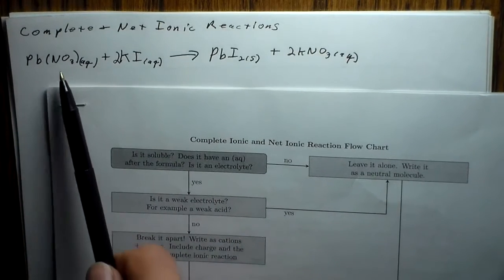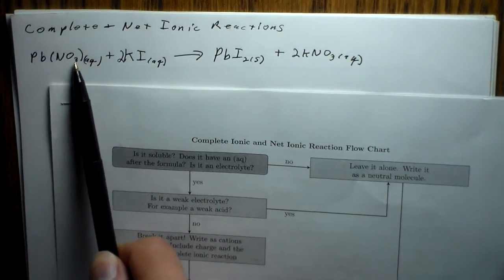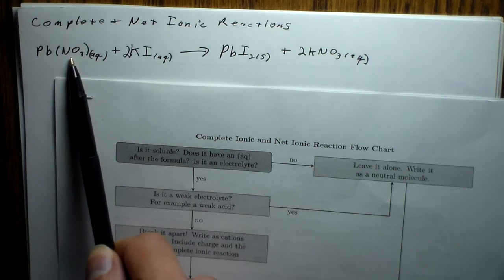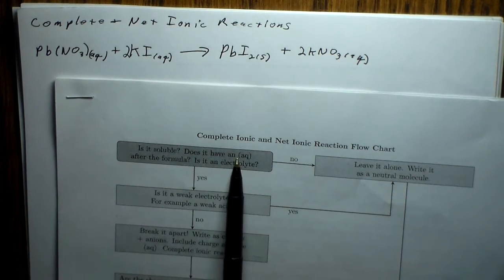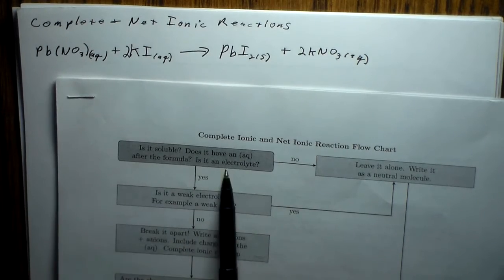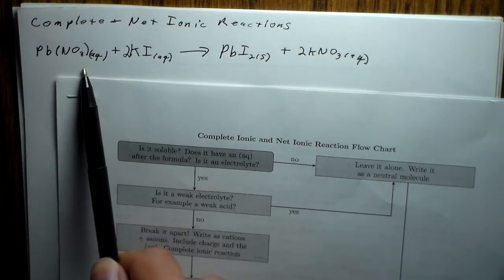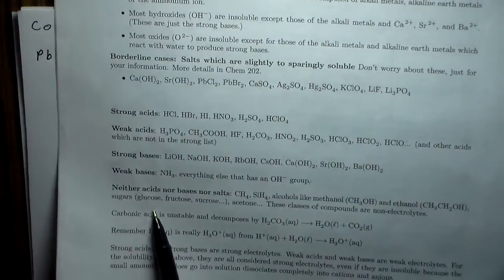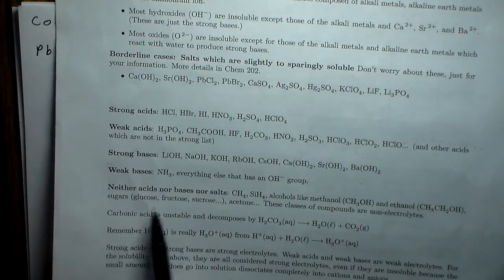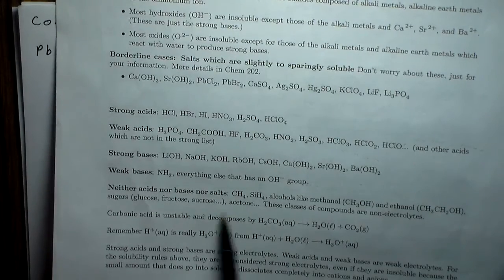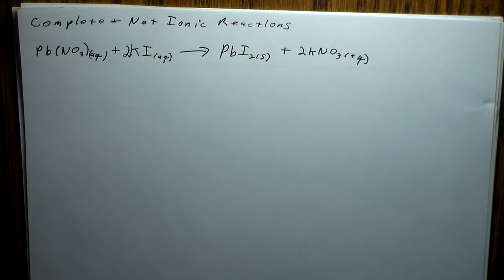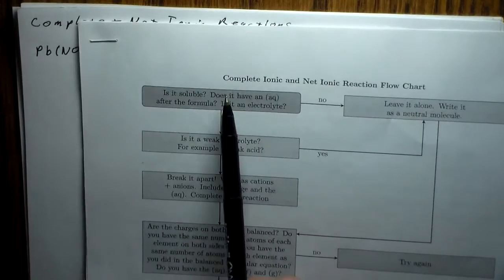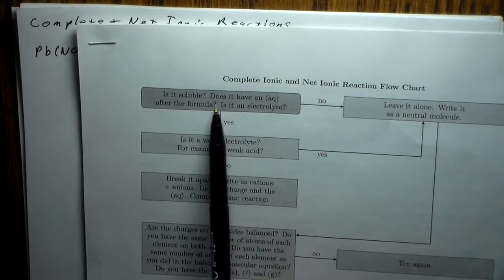Is this soluble? Yes, if you remember from the solubility rules, and you can always refer back to them, anything that has a nitrate is going to be soluble. Does it have the little aqueous there? Yes. And is this an electrolyte? Yes, lead nitrate is an electrolyte. Now, there are some things like sugar, acetone, methanol and ethanol which are soluble in water, but they are not electrolytes, so they would not break apart because they don't have anions and cations in them. So is this an electrolyte? Yes. Everything here is satisfied.